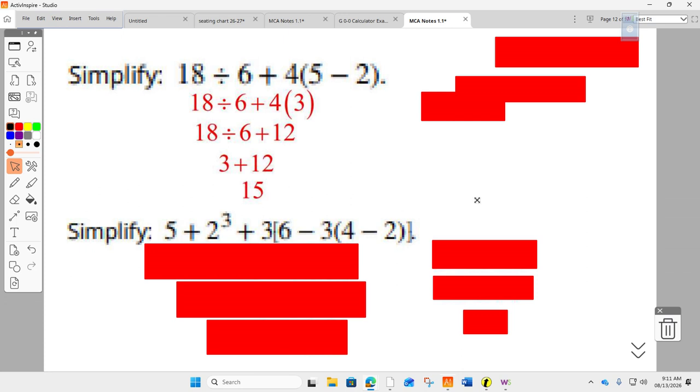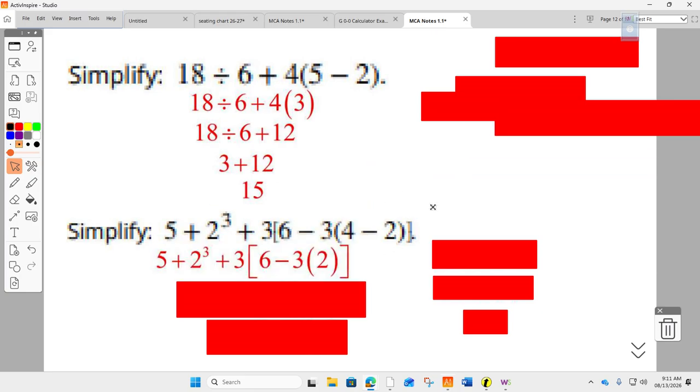And this next example has parentheses and brackets. We're going to do the innermost parentheses first. So 4 minus 2 is just 2. Then we're going to do the multiplication within this set of grouping symbols, the brackets.